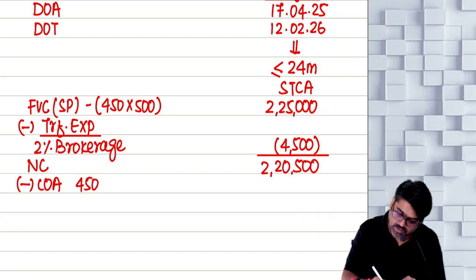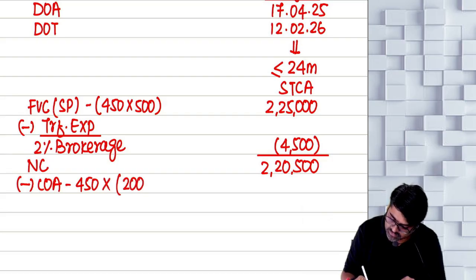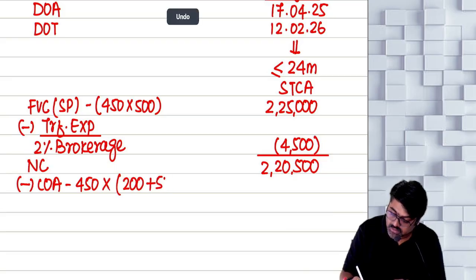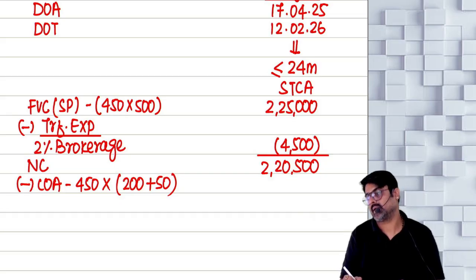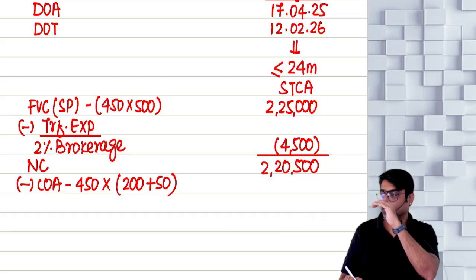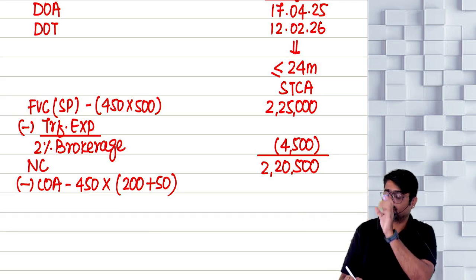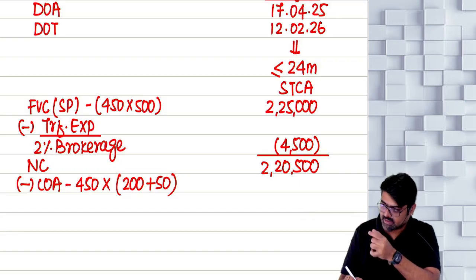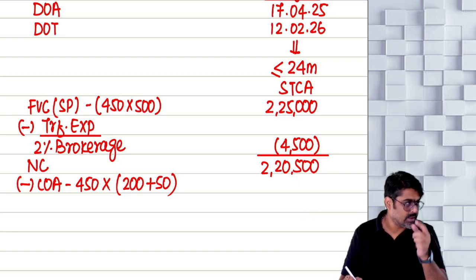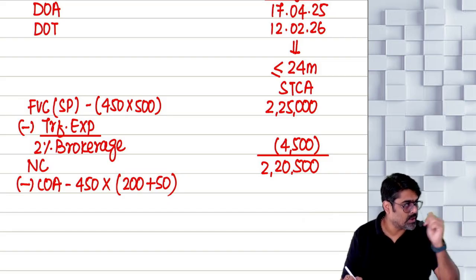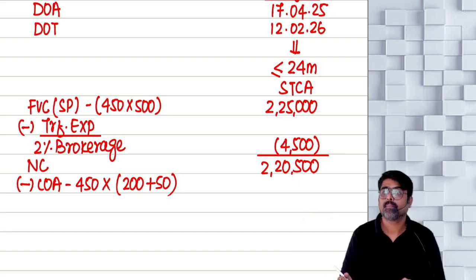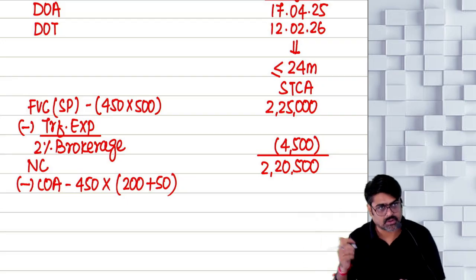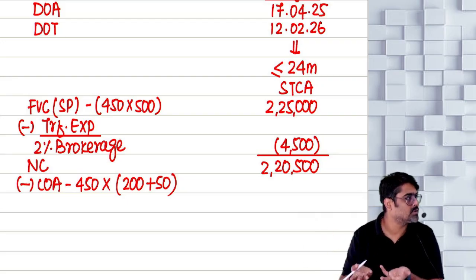450 shares are acquired by him. For how much cost? 200 which he has given to the company, and 50 for right entitlement. Yes or no? So first of all, he got the right from the company from Jagan for 50. Then after having this right, he exercised the right and paid how much to the company? 200. So 250 per share will be his cost.